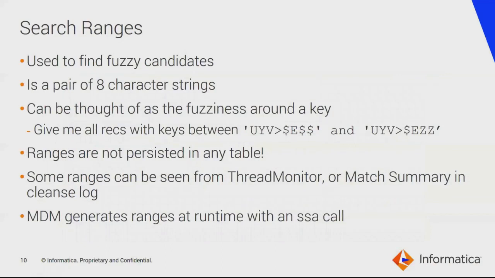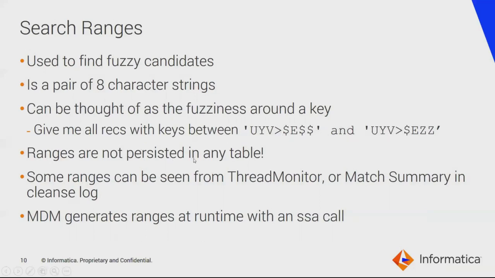Search ranges. So search ranges are used to find the candidates for matching, right? So in essence, we're trying to figure out what are our match pairs, and our search ranges help us find what we call the file candidates. It's a pair of 8-character strings and can be thought of as the fuzziness around a key. So in SQL terms, we're basically saying, give me all the records with keys between these two strings, which is the range.